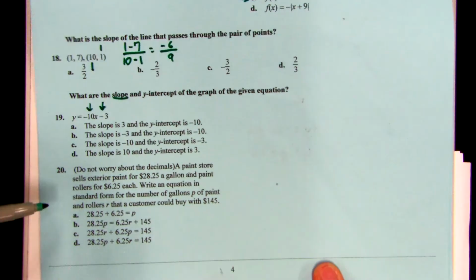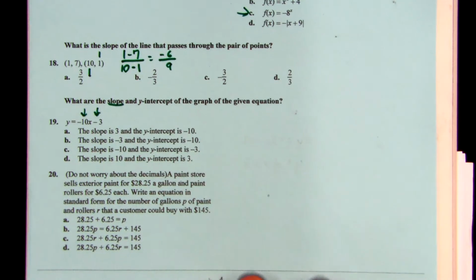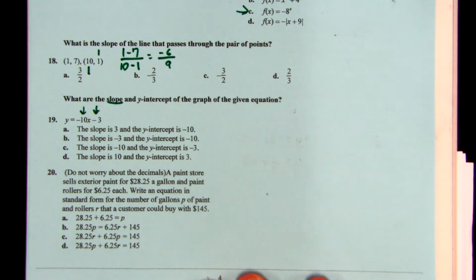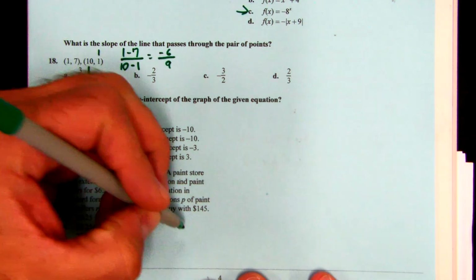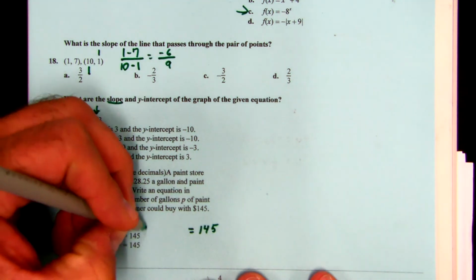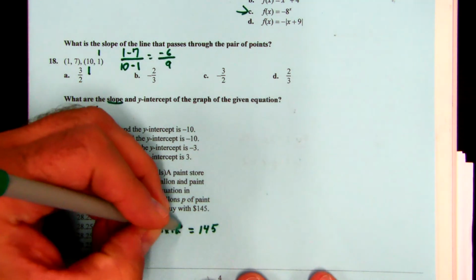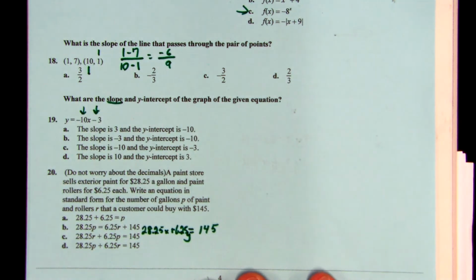Okay, problem 20. Problem 20 is write the problem in standard form. And I told you not to worry about the decimals. So one of them is going to be x, one of them is going to be y, and you're writing an equation. So hopefully you know the customer could buy 145. So that means it's $145 worth of paint. They paid $28.25 for one and $6.25 for the other. And it would equal 195. Or excuse me, 145.